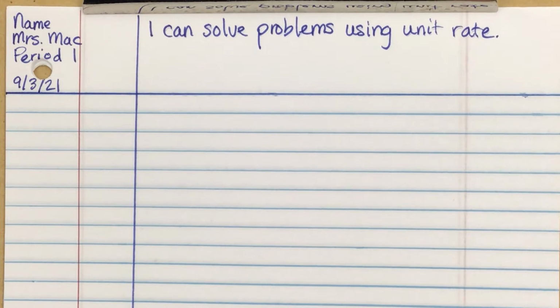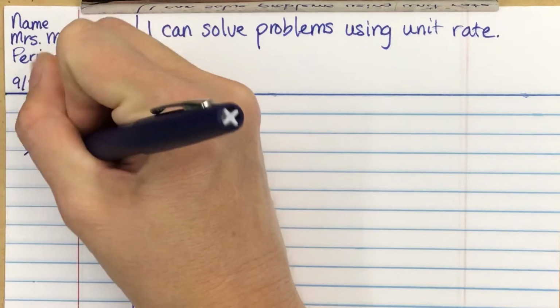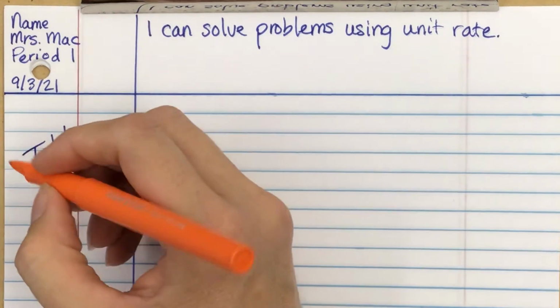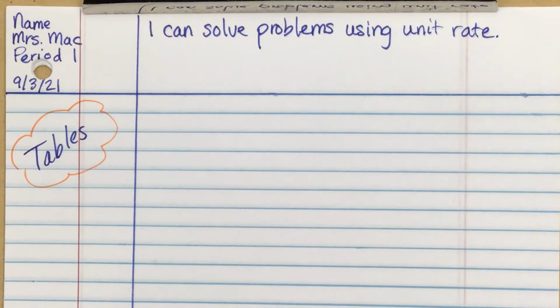Okay, so today we're going to be using the unit rate to answer some questions. So we're going to be looking at some tables and some scenarios, and then we're going to find basically the cheaper option, the more efficient option, things like that. So let's take a look at tables first. And then we'll just look at some straightforward situations.